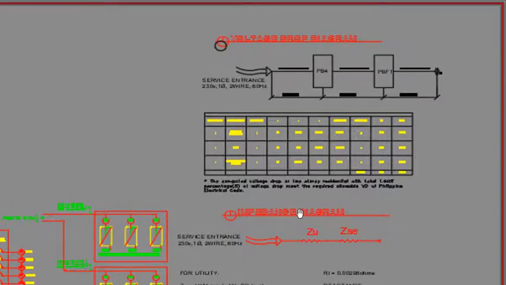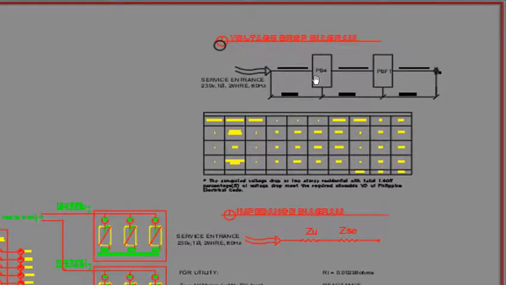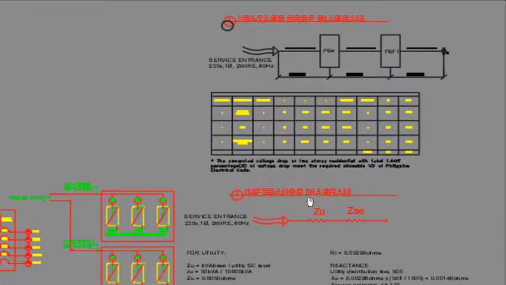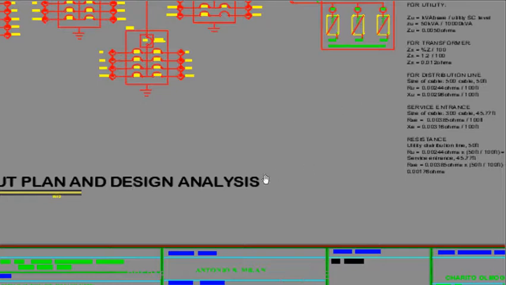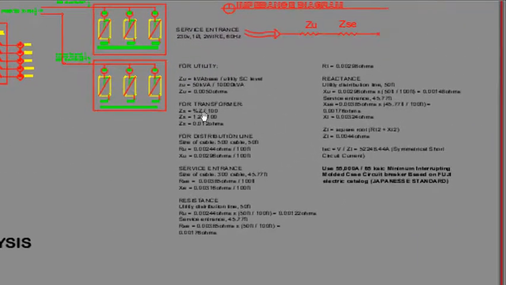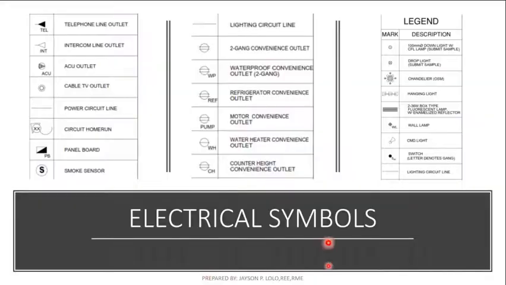Then on this right side is the voltage drop calculation, which PEEs and registered electrical engineers can solve. It cannot be copy-pasted. For every project and every design of any kind of building, it must undergo a computation or design analysis. Then these are the electrical symbols, the common electrical symbols that we use in electrical engineering.